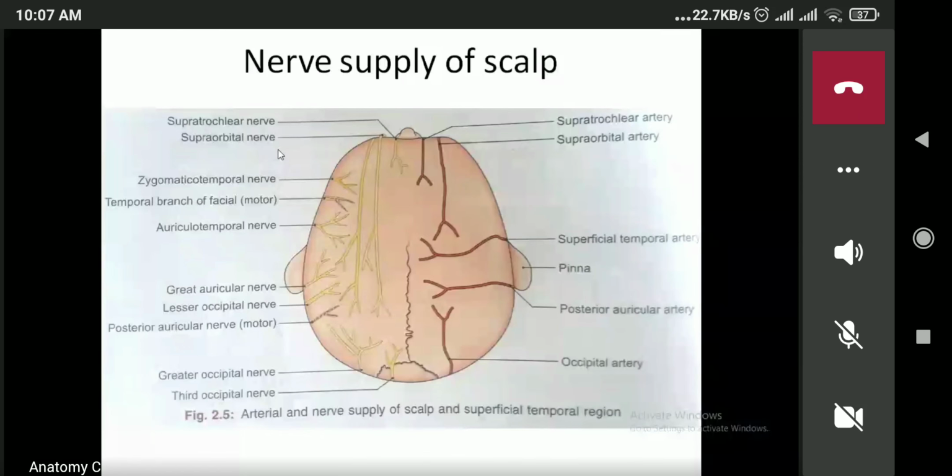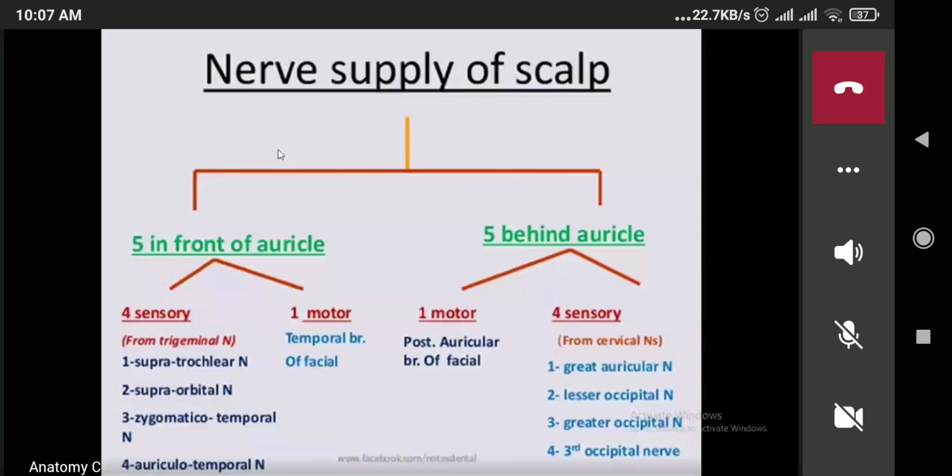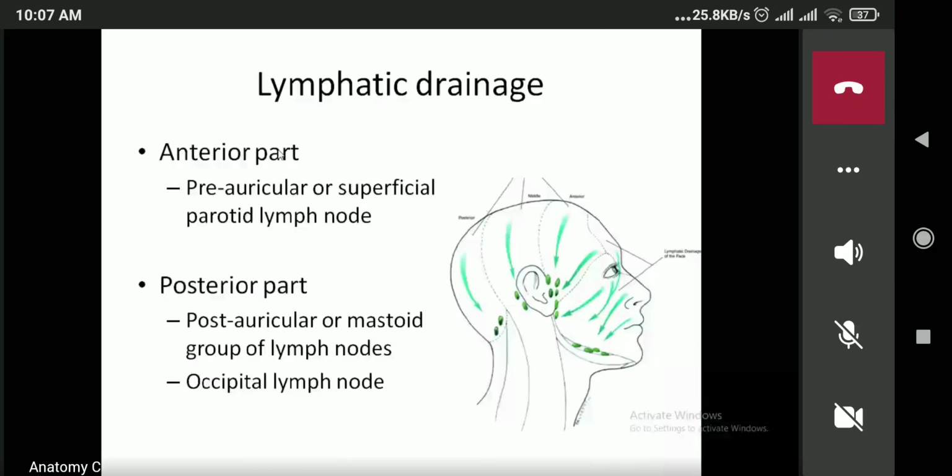Then let's go for the lymphatic drainage. Lymphatic drainage of the scalp here. So this is about the face, and we are not concerned about the face for now.